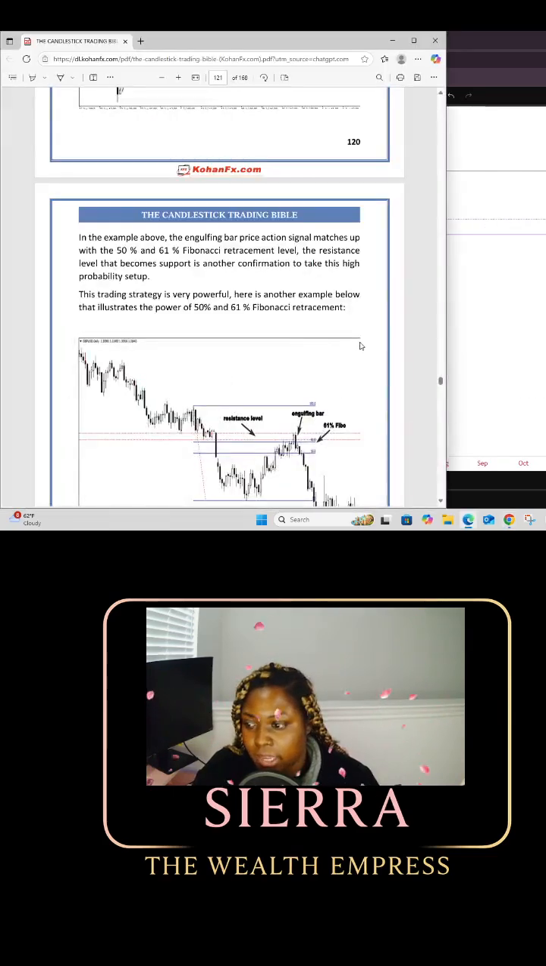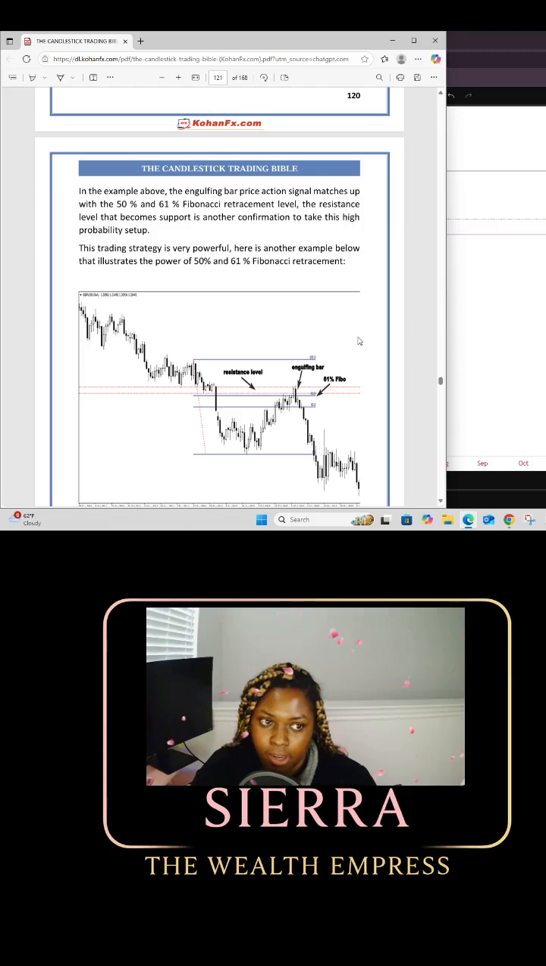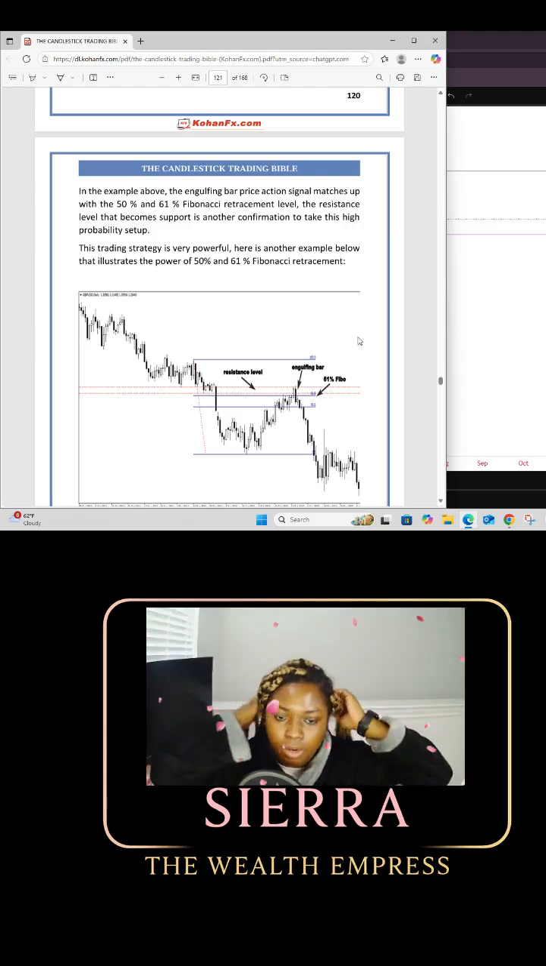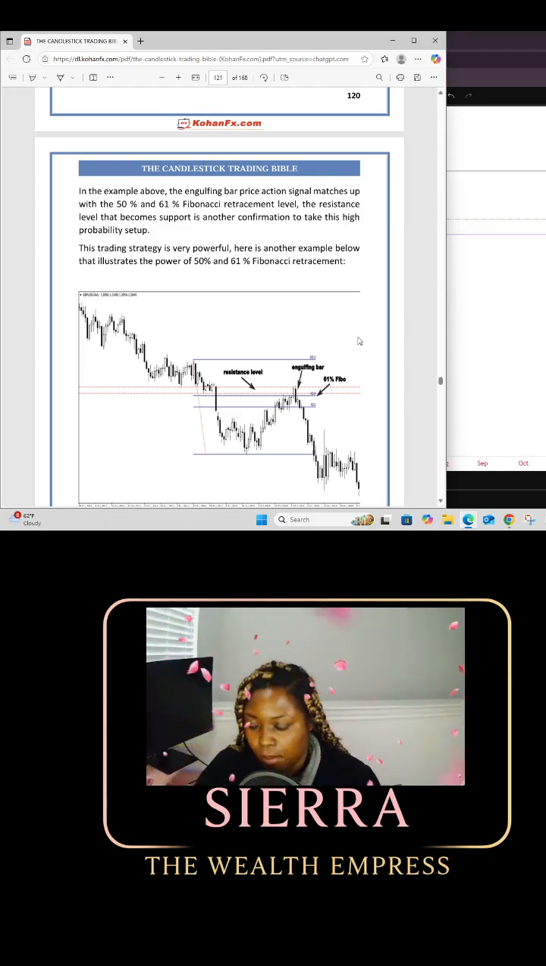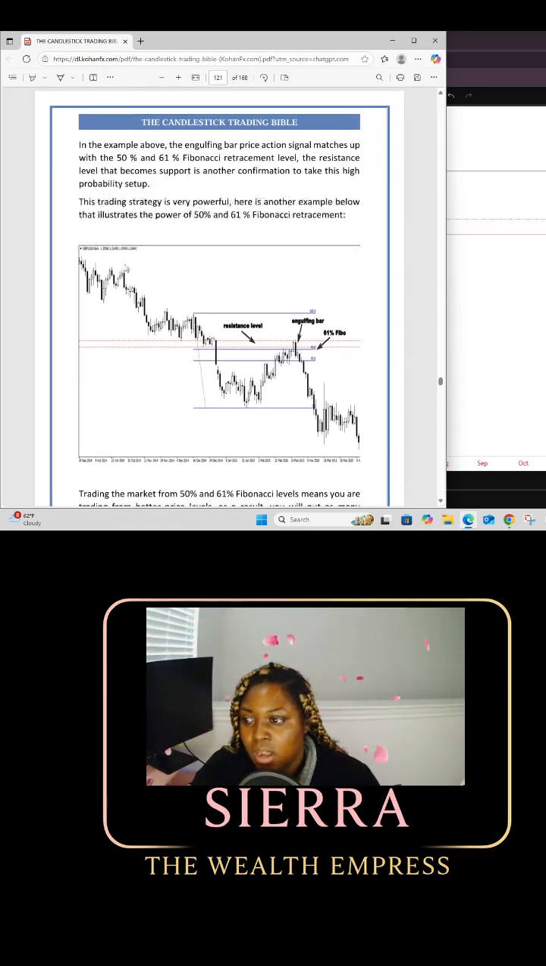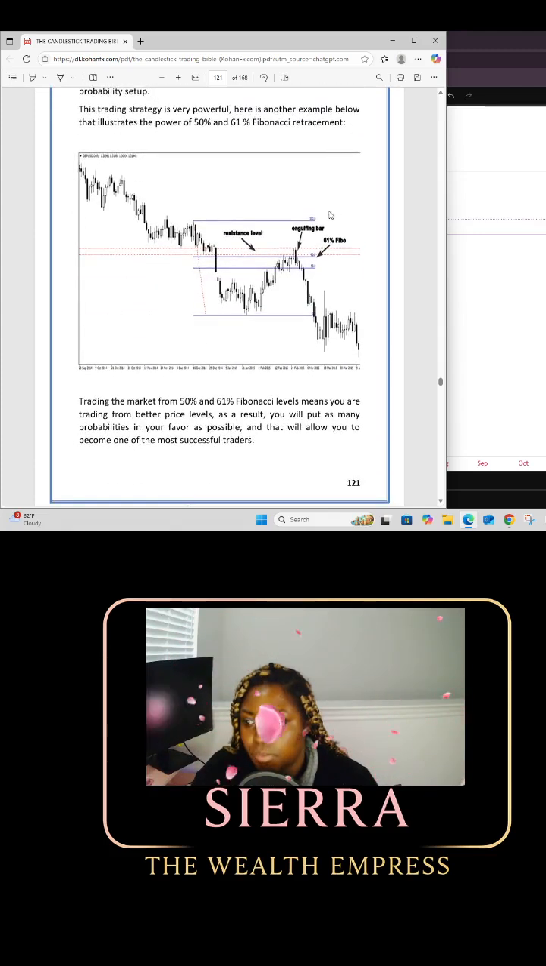We're getting the exact same setup, except it's not an engulfing candle on the zone. It's a morning star. Okay. This trading strategy is very powerful. Here's another example below.